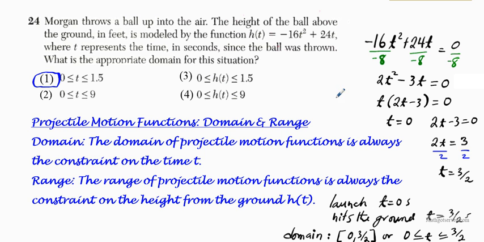Okay, so that is why I set the function equal to 0, divide everything by -8, which is the LCD. And then if you factor out t and solve, you get two time values. T equals 0 is the launch time. T equals 3 over 2 is when it hit the ground. Okay, so the appropriate domain for this situation will be any time value from 0 all the way to 3 over 2, which is captured by 0 less than or equal to t less than or equal to 1.5. So the answer for option 24 is option number 1.